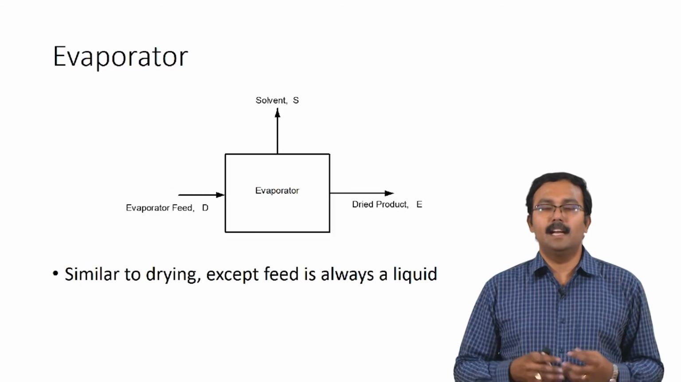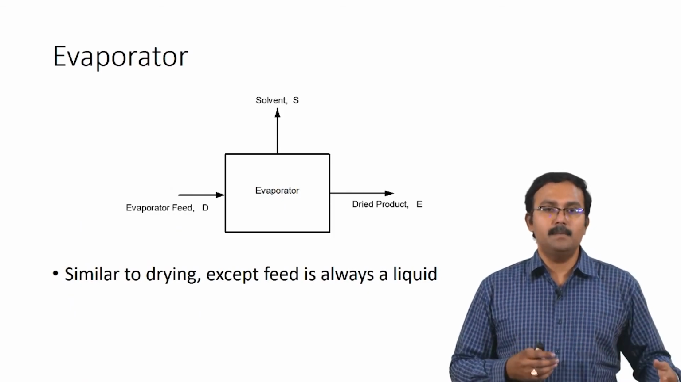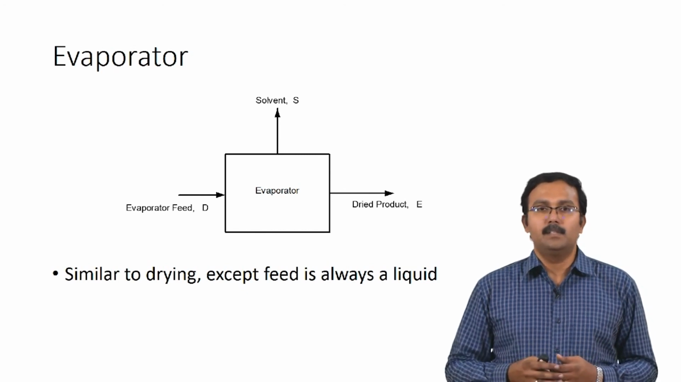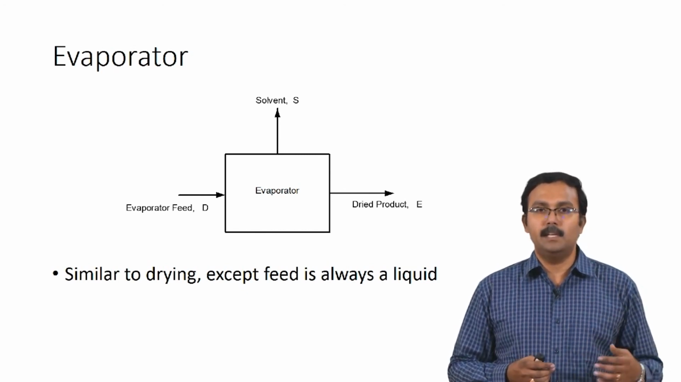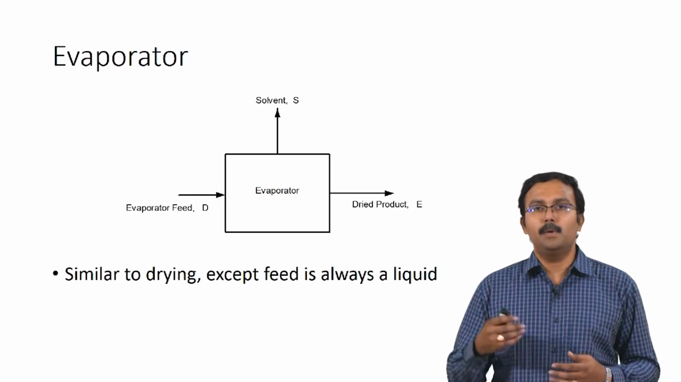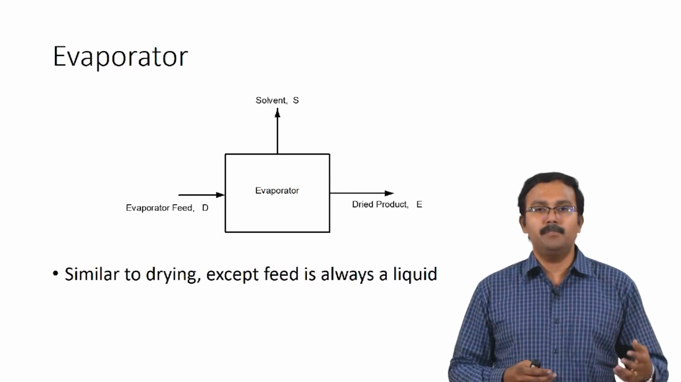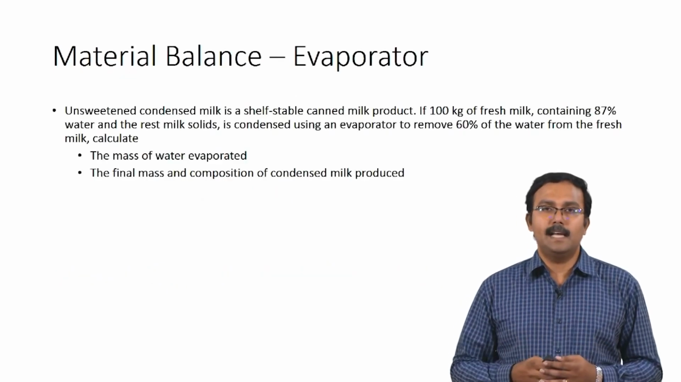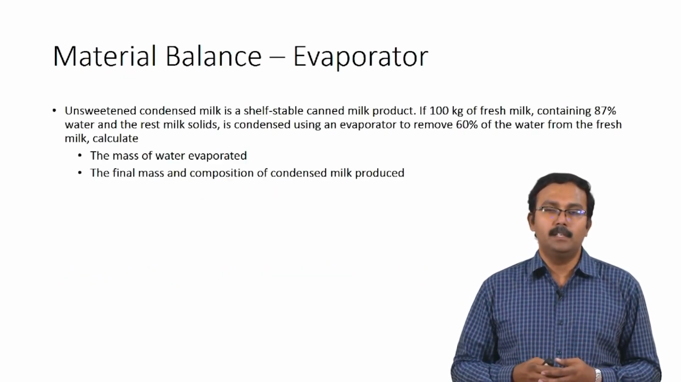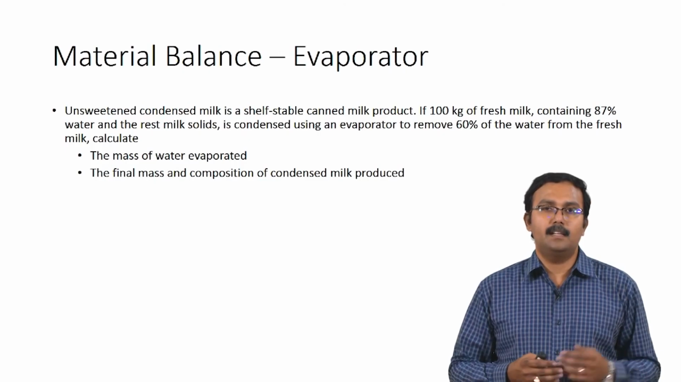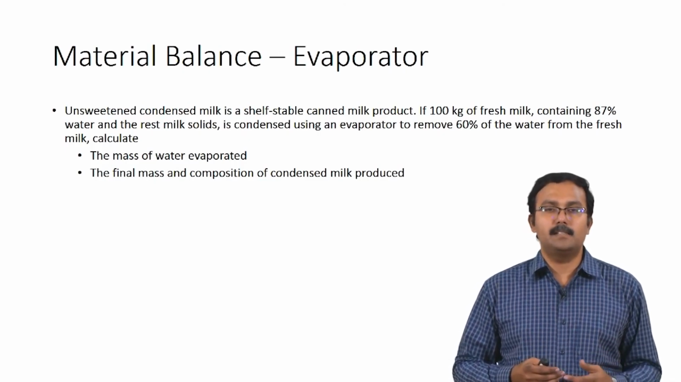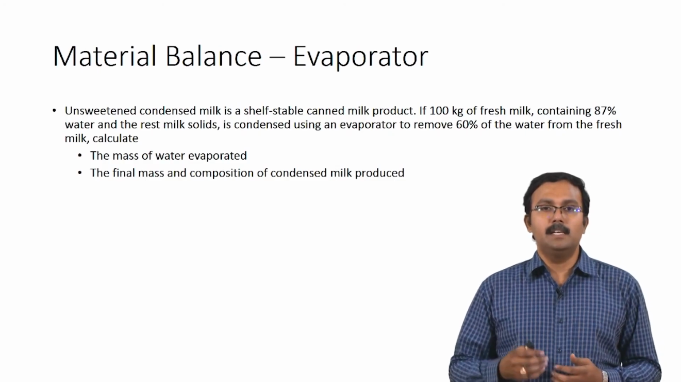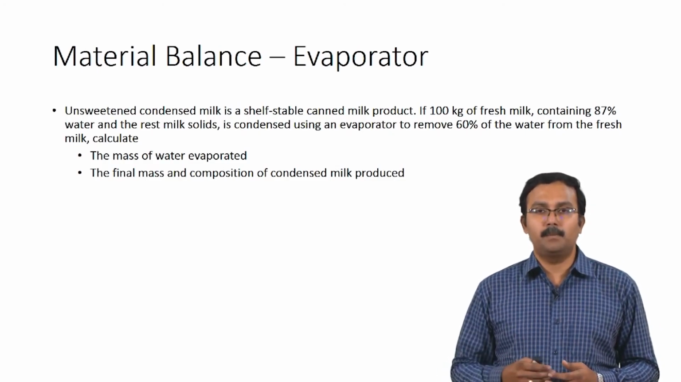Another process is an evaporator, which is very similar to drying, except here the feed is always a liquid. So, you have an evaporator feed which is a liquid sent to an evaporator where heat is supplied to remove some of the solvent and you end up with a dried product. So, let us look at this example problem for an evaporator, which would help us understand the fundamentals of performing material balances for this system. Unsweetened condensed milk is a shelf stable canned milk product.